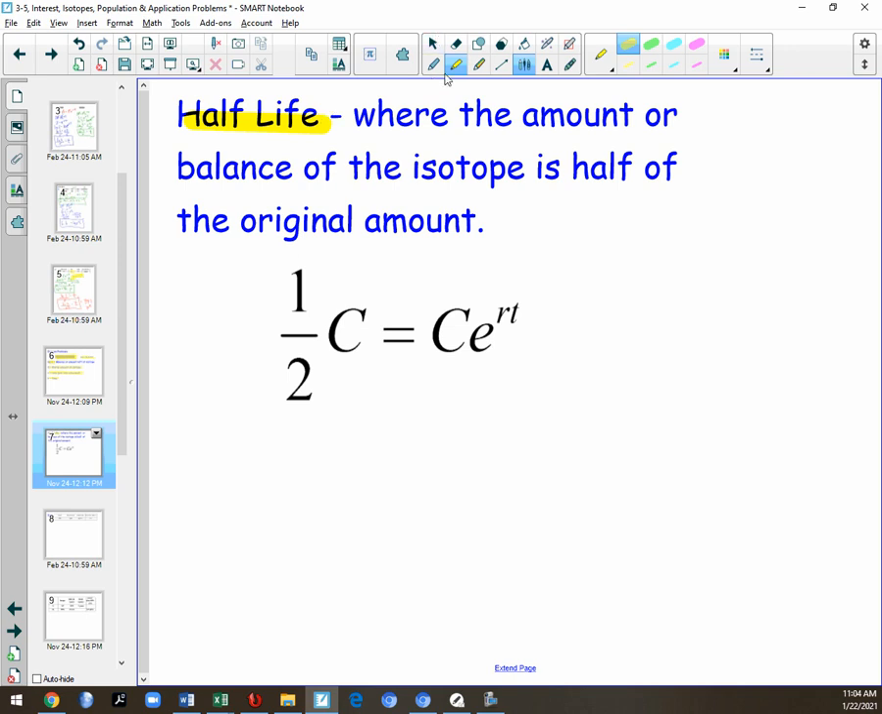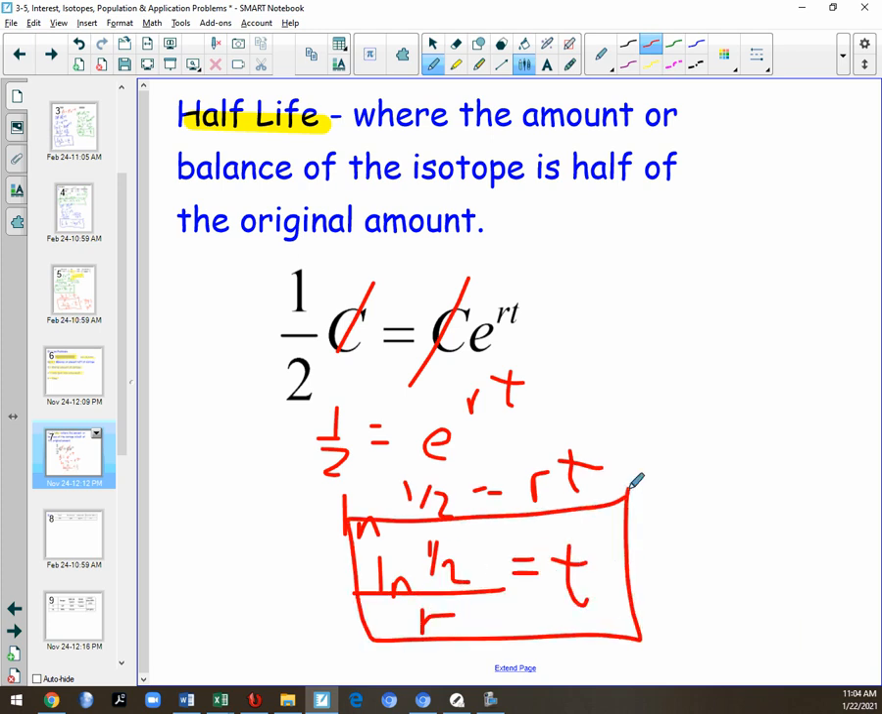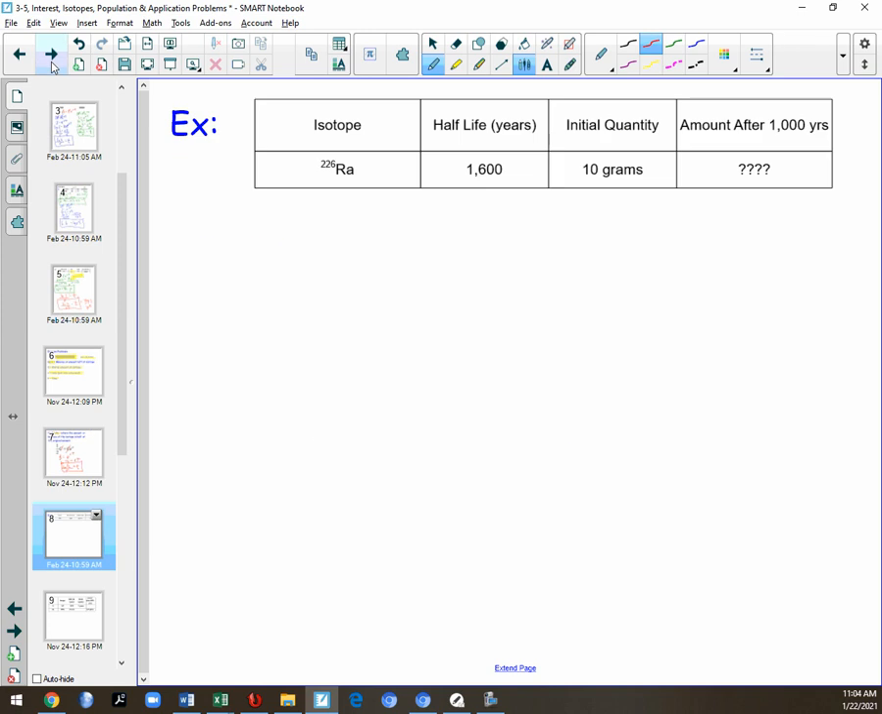With that being said, the C's cancel out, so you have 1/2 is equal to e^(rt). Same exact philosophy. So the natural log of 1/2, divided by R, is equal to T. So everything is still the same concept here.